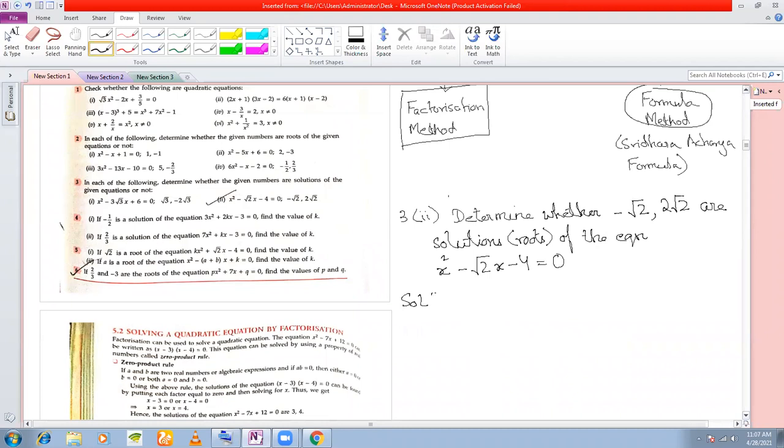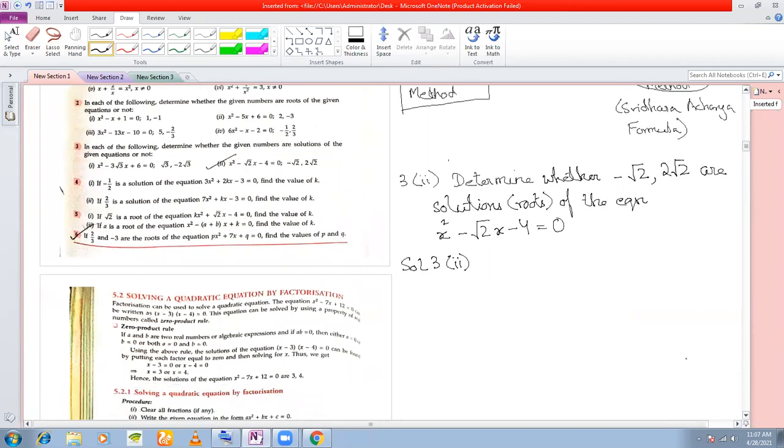So you now need to check whether these two numbers that are given to you, minus root 2 and 2 root 2, whether these two are the roots of this equation. Okay, so let us write the given equation first. How do you check whether a given number is a solution? Can anyone tell me how to check whether a given number is a solution of any given equation? Why only quadratic? Any equation.